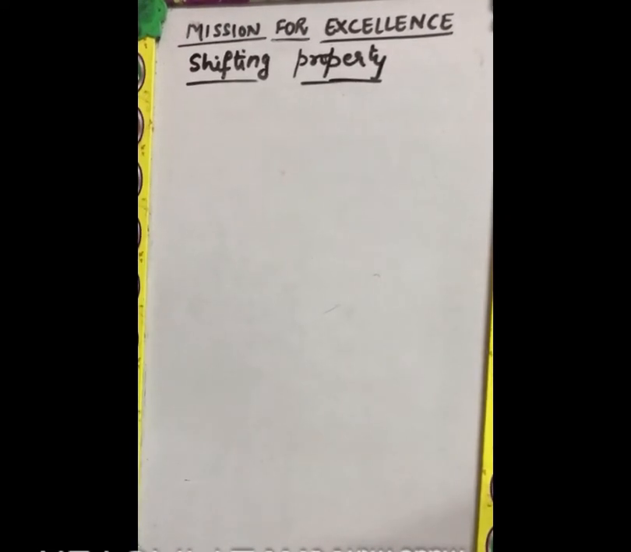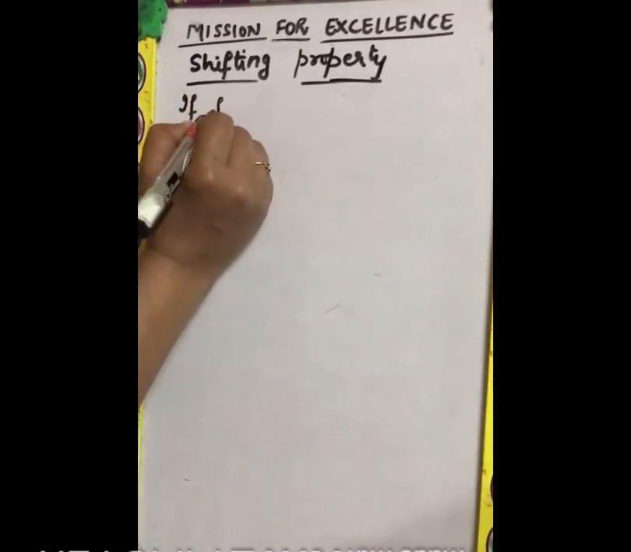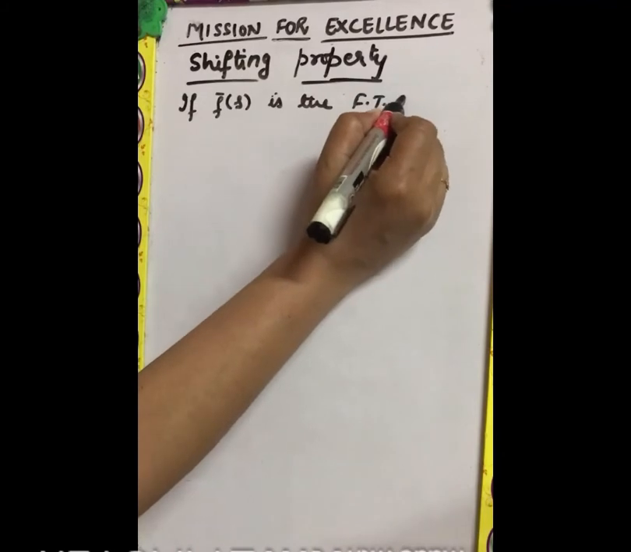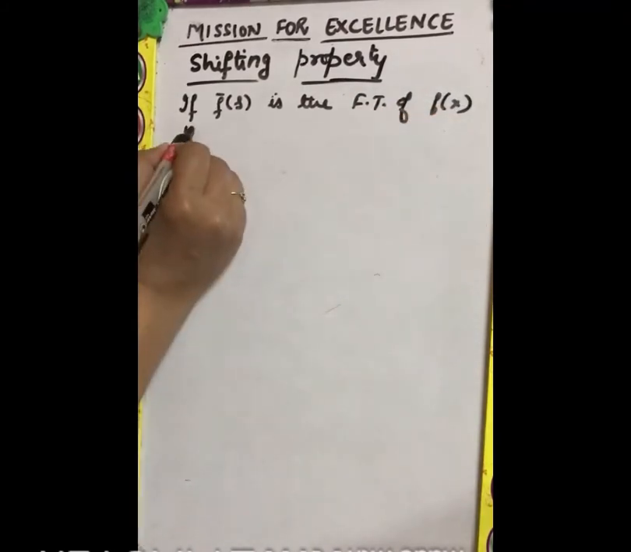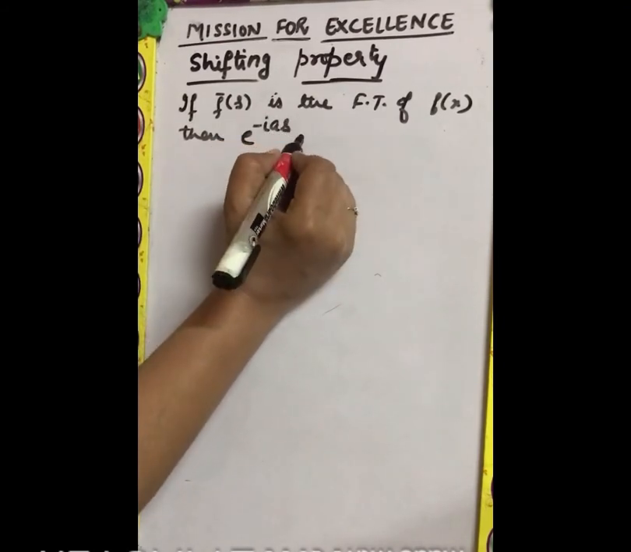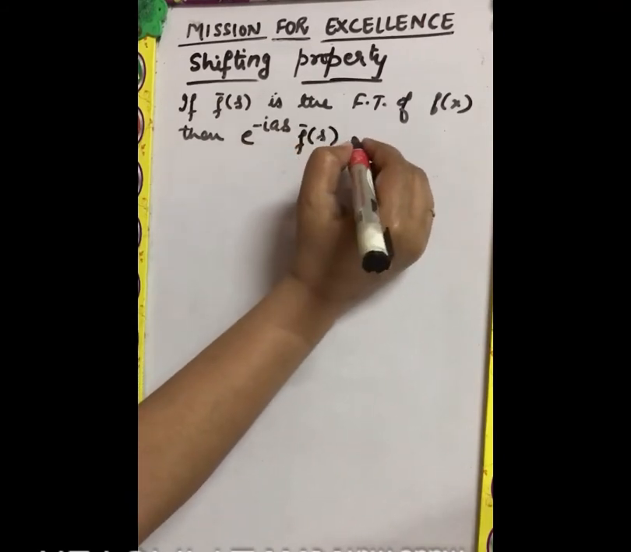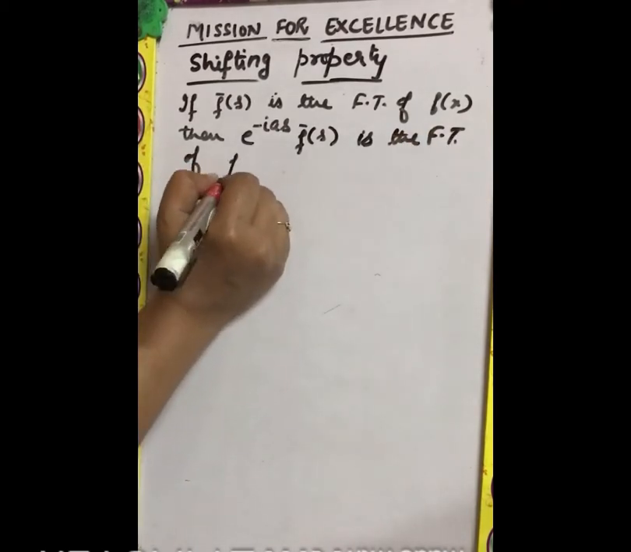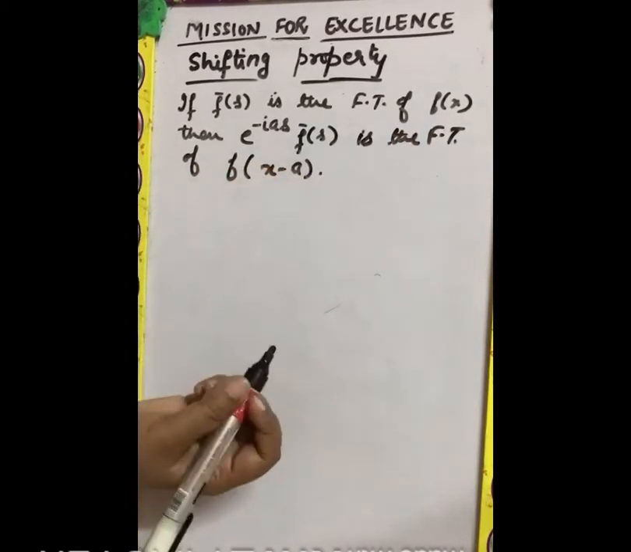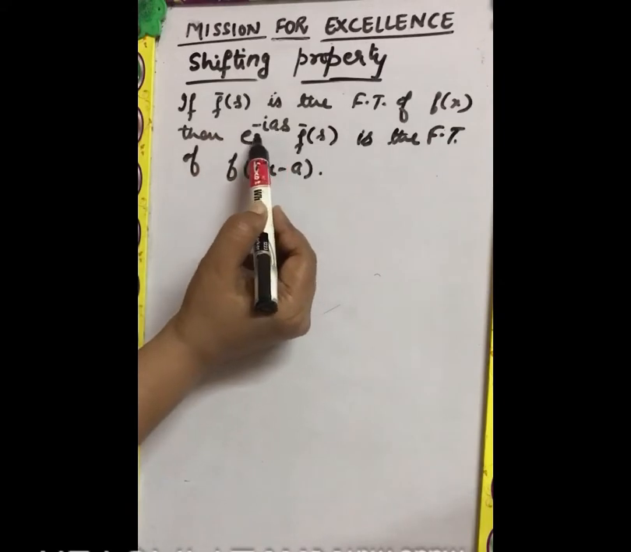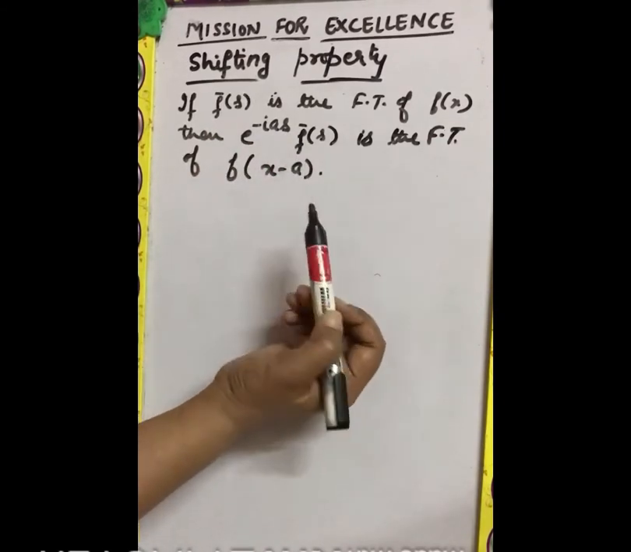Now let us do the third property, that is known as the shifting property. It states that if f bar(s) is the Fourier transform of function f(x), then e raised to power minus iota a s times f bar(s) will be the Fourier transform of the function f(x minus a). That means when you replace x by x minus a, its Fourier transform will be multiplied by e raised to power minus iota a s. So let us prove it.